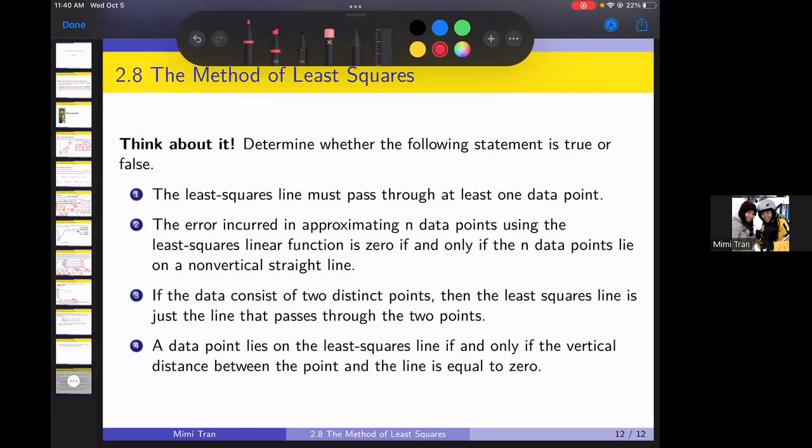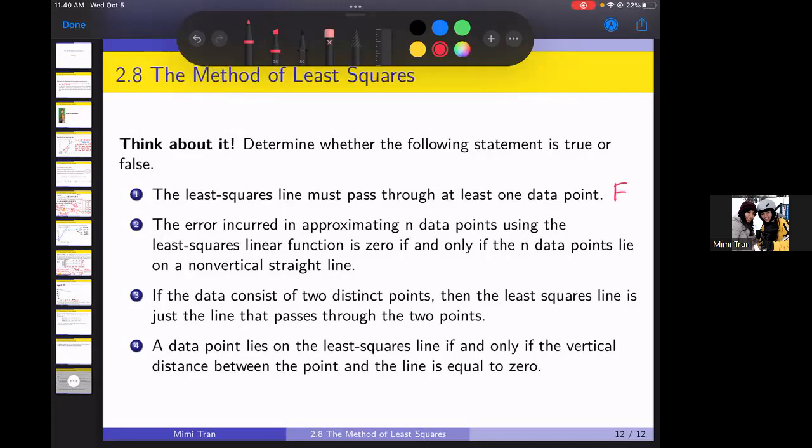Number 1. True or false? Okay, it is false. Why is it false? Okay, so the least squares line doesn't necessarily have to show a data point. It just needs to show that it's near the trend, right? It hugs the trend nicely. That's all, right? So false.